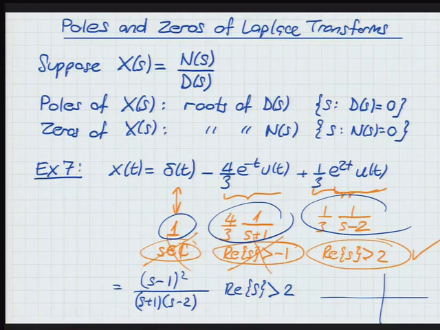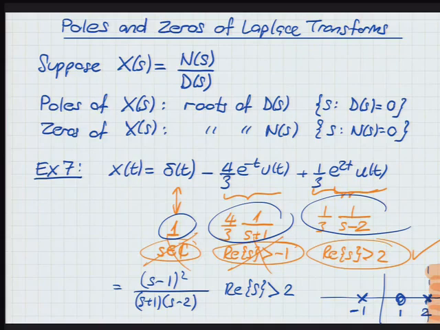Zero at 2. No, 1. Just testing you. And I have 2 of them, right? So they're at the same location, but I'm going to put them a little apart so you see that there are 2 of them. And then the poles are at negative 1 and at 2. And the ROC is to the right of 2. So once again, the pole is not in there. It's on the boundary.